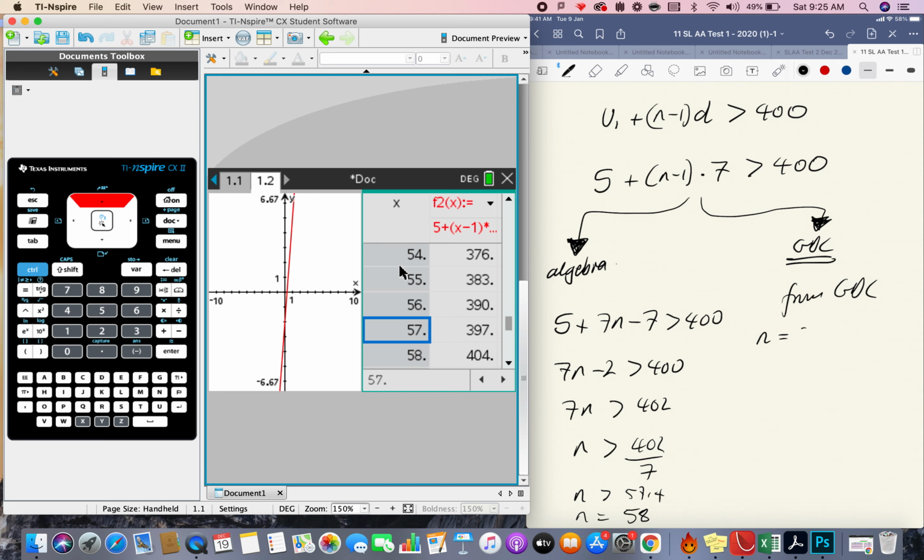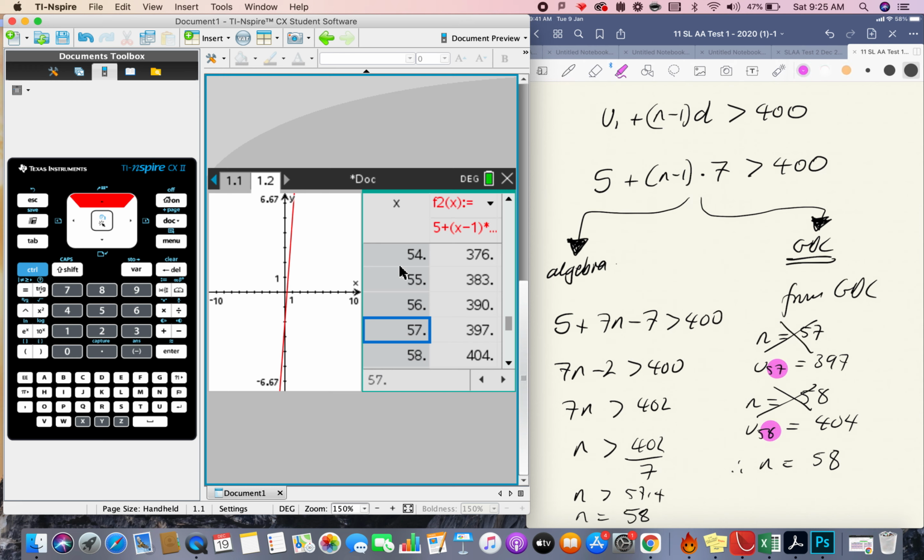So what I would do here is maybe, get my pen back on, from GDC, when n equals 57, u57 equals 397. And when n equals 58, u of 58 equals 404. Therefore, n equals 58. And maybe you don't actually even need to put this or this, because can you see you've actually already got the n here and here. So I think all you have to write down is this, and then this.